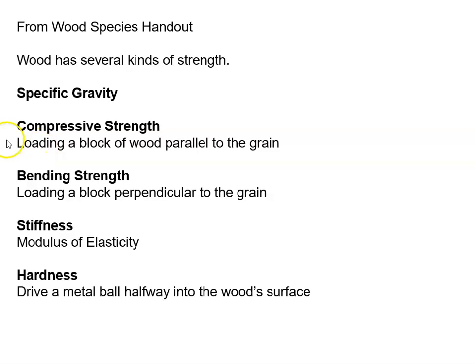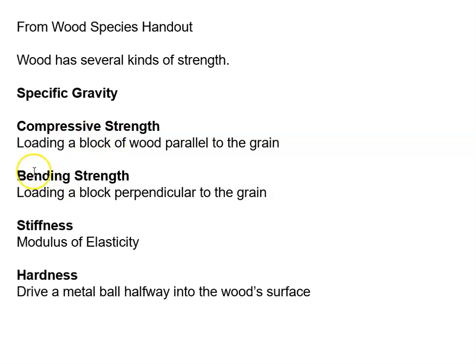Compressive strength: they're talking about how things are loaded relative again to those important vocabulary terms. So loading a block of wood parallel to the grain. So this would be a column, right? We know that's how columns are loaded. They function with compressive strength. So a wall stud also would be loaded in such a direction or manner.